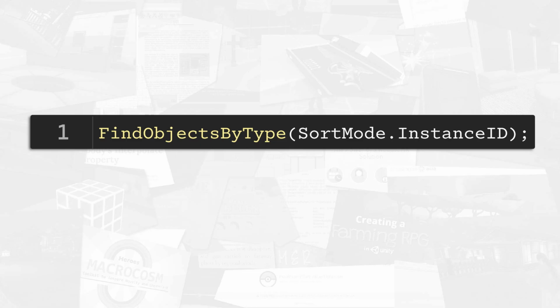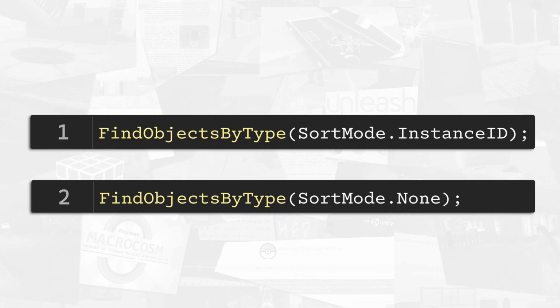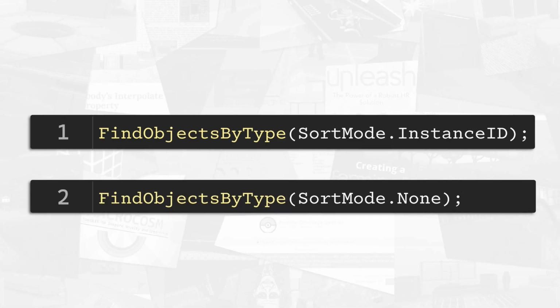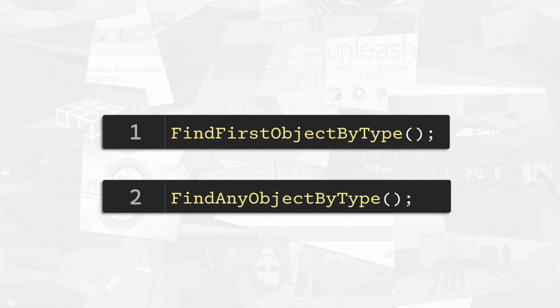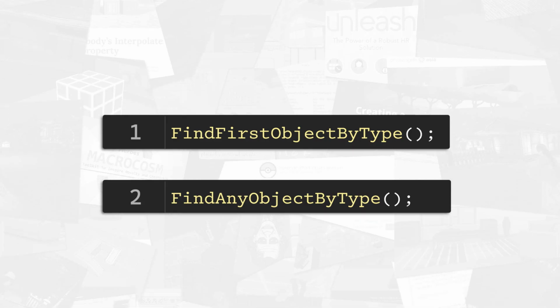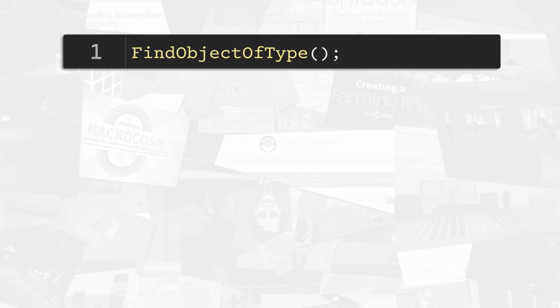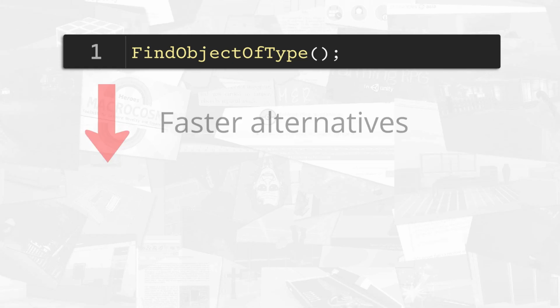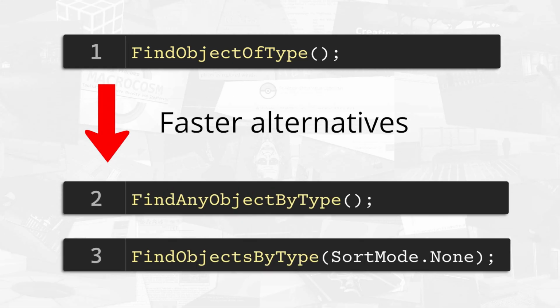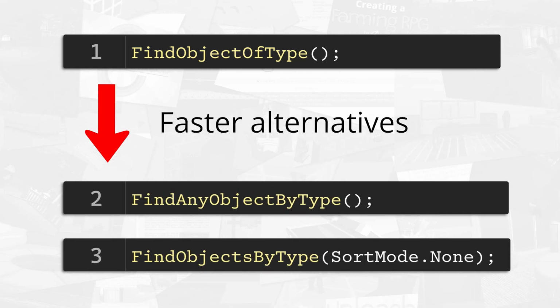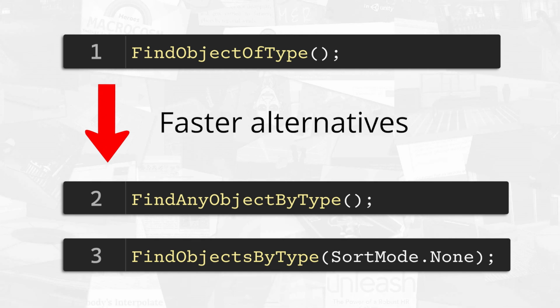There is also an option to use FindObjectsByType with SortMode.InstanceID and FindObjectsByType with SortMode.None, which function similarly to FindFirstObjectByType and FindAnyObjectByType. Verdict: in 99% of cases, you will find yourself using the faster alternatives, as there will be little reason why you will need to get a game object with the smallest instance ID.